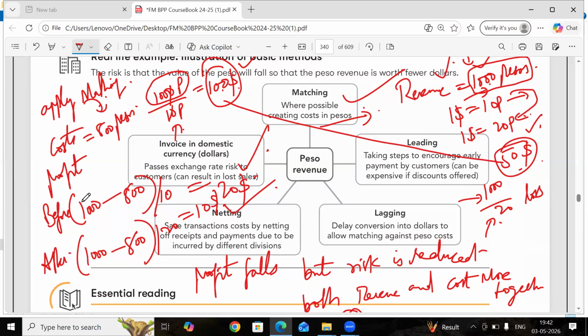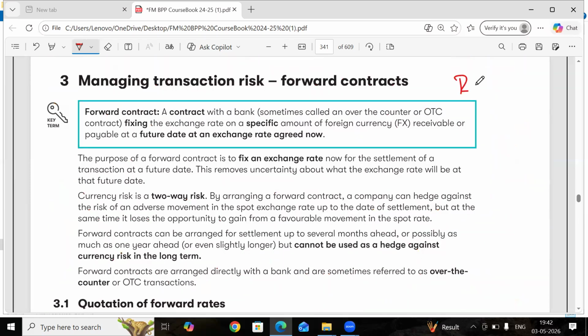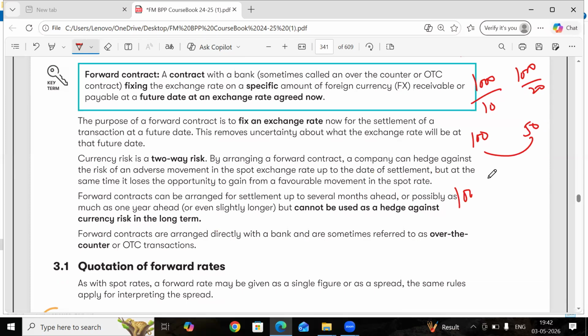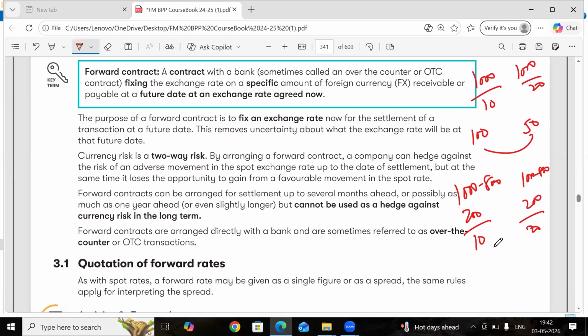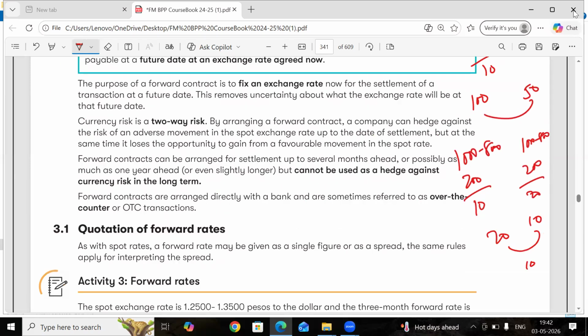Now you will see your profit or loss because only revenue, if you take 1,000 by 10, it's 100, and 1,000 by 20, it's 50. There's a 50 loss. But now you started matching your revenue with cost. So 1,000 minus 800, 200. Divide by 10, 200 divided by 20. Now 20 and 10. Loss is just 10. See the magic.